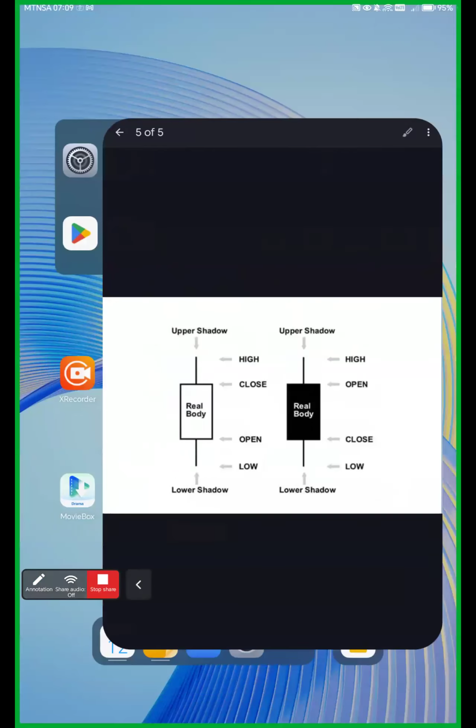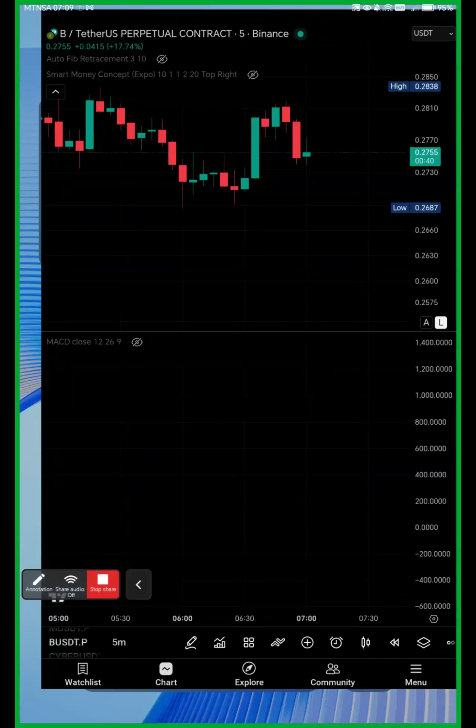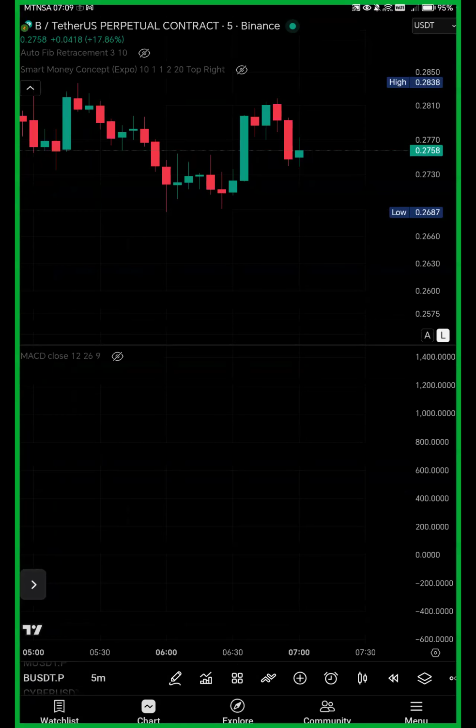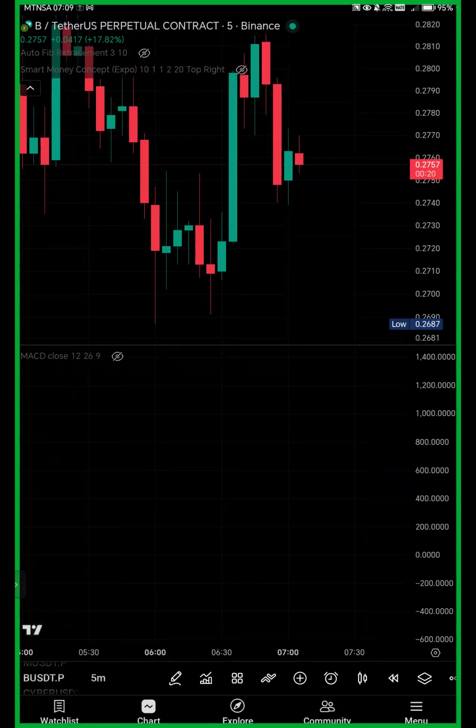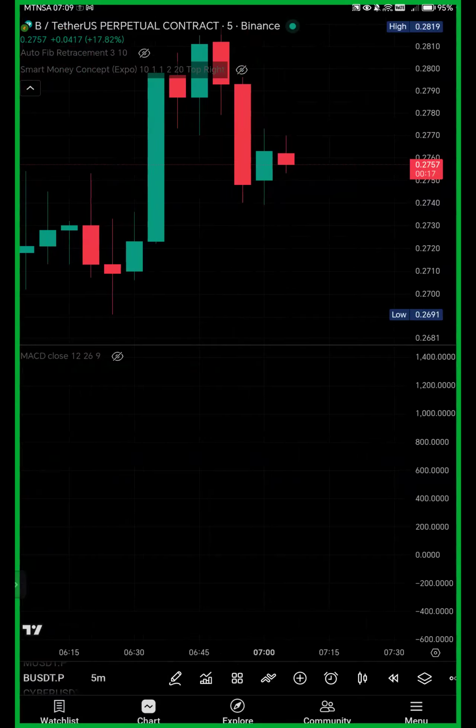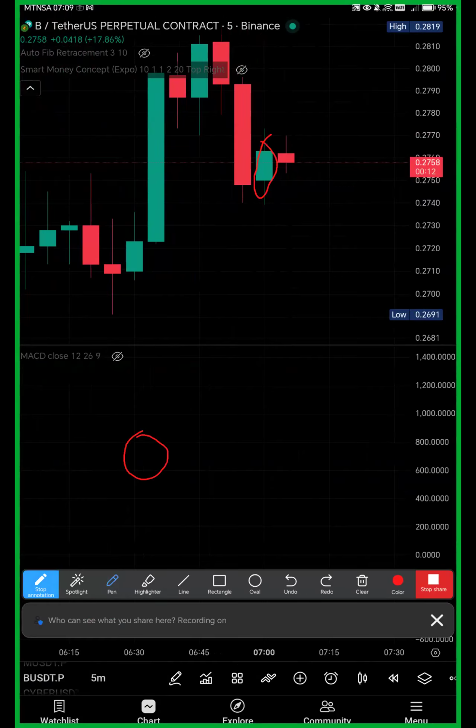Let's go back to that TradingView again. So this is what I'm trying to explain to you about the development of shadows. Let's take this green candle here. Price opened here where the body is starting. That's where the price opened.